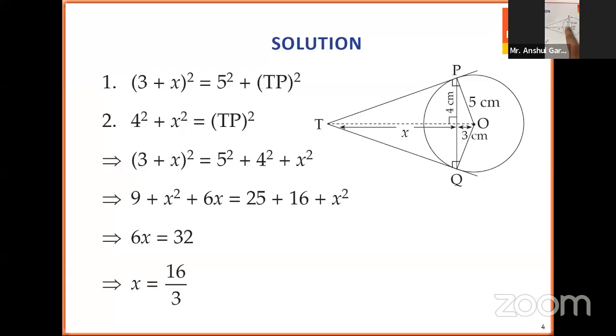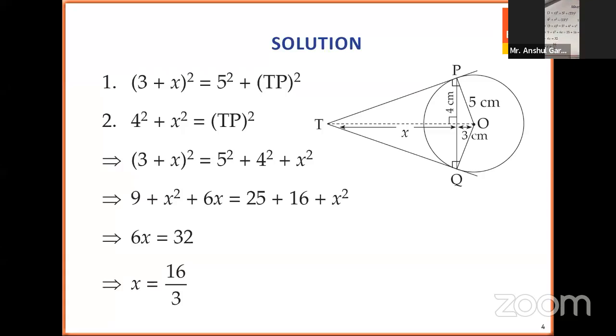X square plus 4 square is equal to TP square. X square plus 4 square TP square है. Similarly, ये भी एक right angle triangle है, क्योंकि tangent perpendicular होता है. This is also a right angle triangle because tangent is perpendicular. So again, TP square plus PO square, which is 5 square, is equal to (3 plus x) square. So these are the two equations. From this we equated TP square. हमने यहाँ से TP square को equate करा, तो we found x.